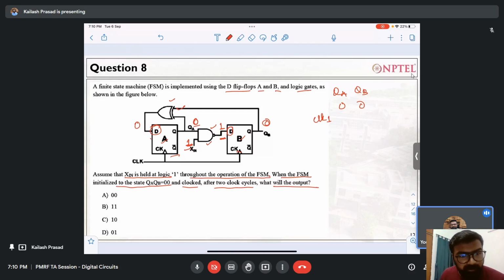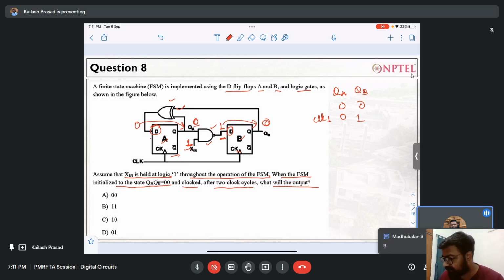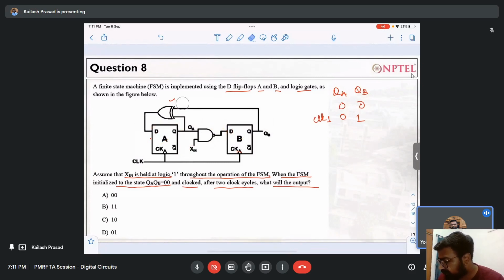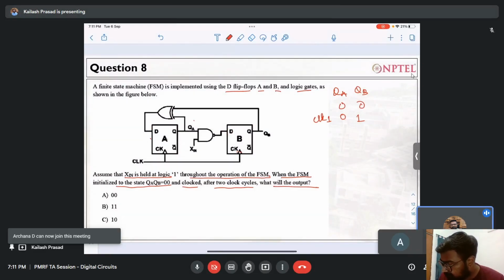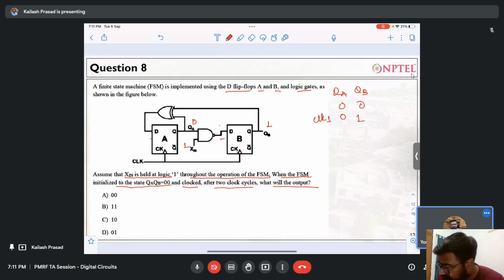Now what we will do? We will clock it. In the first clock cycle, this 0 will come over here, so QA remains at 0. This one will go over here, so QB will be 1. Done. Madhubalan is saying that it will be 1, 1. So in the clock 1 I have 0, 1. I will just erase and make it again. This is my 0, this is my 1. This remains at 1, the same condition, so it will be 1 only.